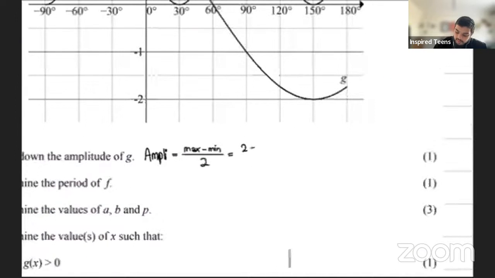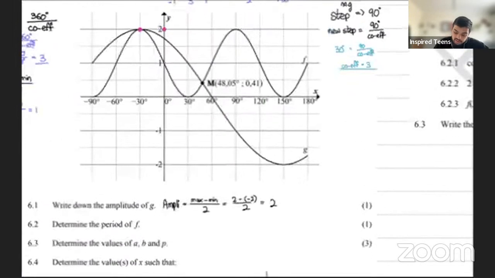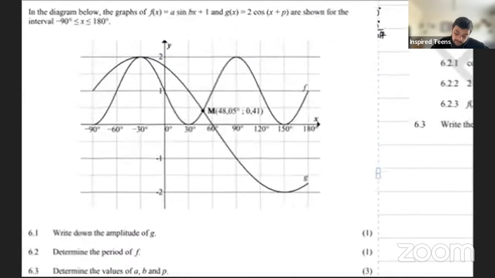So this is going to be easy. It's just 2 minus negative 2 over 2, and this is going to be equal to 2. Okay, so the amplitude of G is certainly 2, and we can see it, right? Just multiplied by a factor of 2. Determine the period of F.